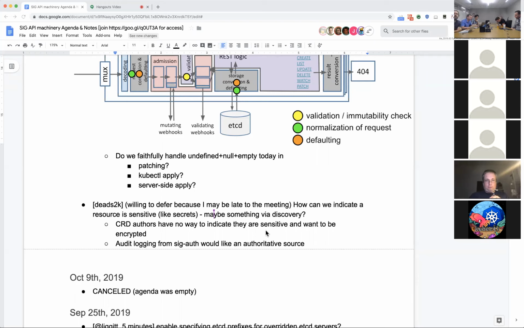So you're thinking like a type annotation or something for the entire resource or the entire object? Yeah, so one way would be to expose something via discovery. Just like first thought that pops into my head. You could expose something via discovery that says, I'm a sensitive resource. And that could be used to inform an audit trail.